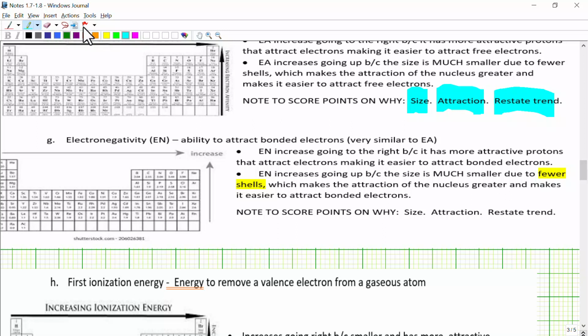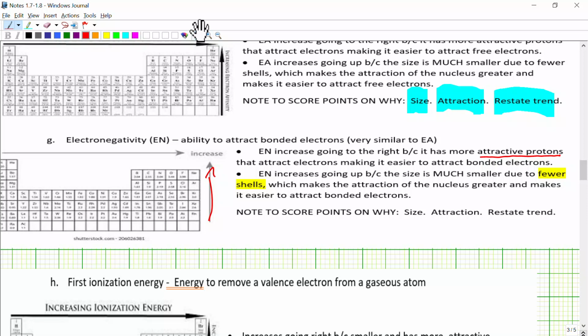It increases as you go to the right because as you go to the right, you have more protons. And protons are more attractive, so the ability to attract electrons would increase. And as you go up, the size gets smaller. And if you're closer to something, you're more attracted to it, right?